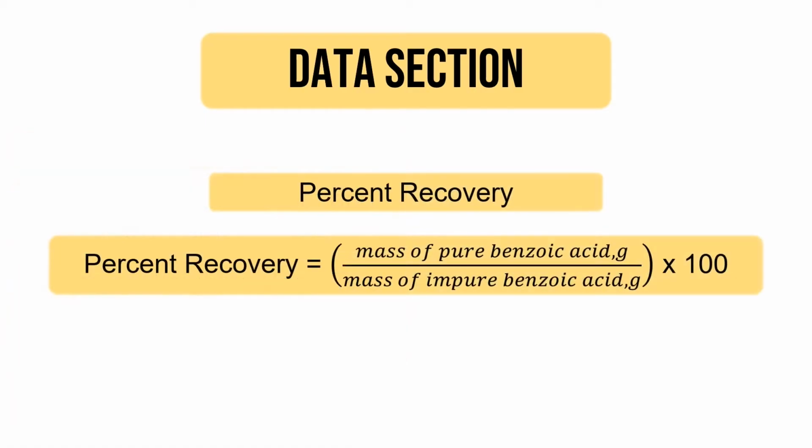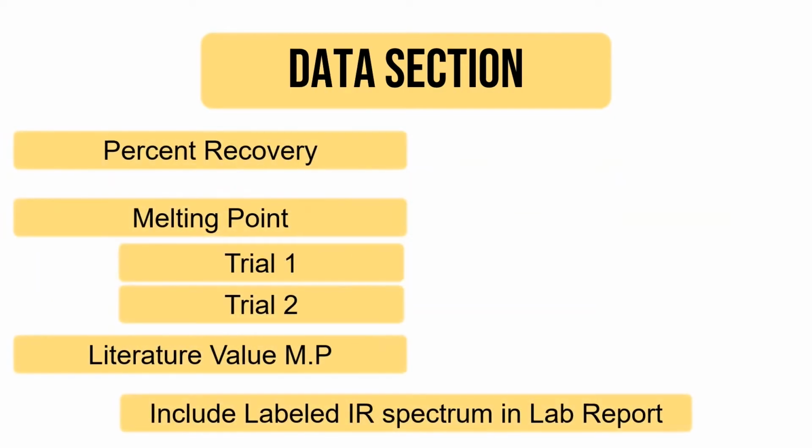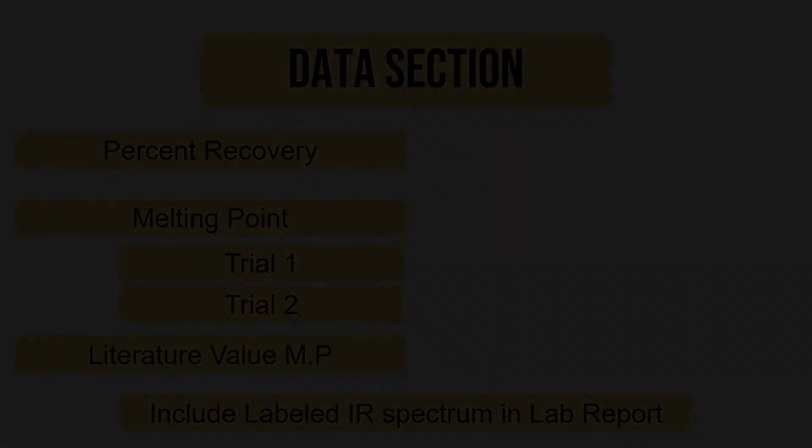Then we'll calculate the percent recovery with this equation. The percent recovery tells us the amount of benzoic acid in the impure sample. This may be useful to know for some chemists in certain situations. Finally, we'll get the melting point and IR spectrum. Now let's look at the lab, and I'll add commentary when appropriate.